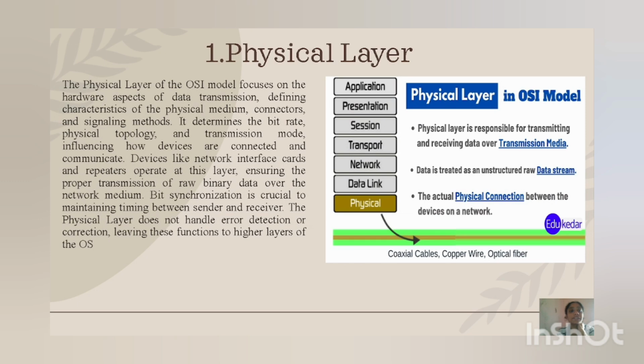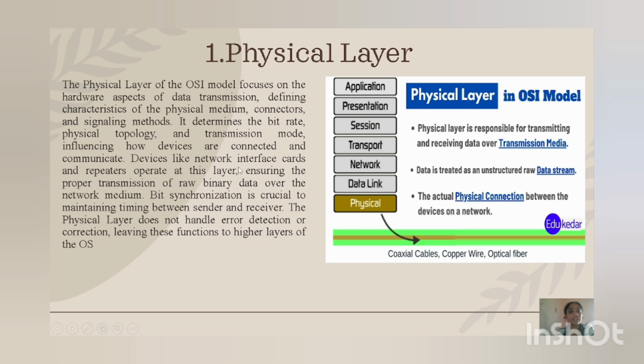Physical layer. The physical layer of the OSI model focuses on the hardware aspects of data transmission, defining characteristics of the physical medium, connectors, and signaling methods. For example, if we want to charge our mobile phone, we use a USB cable, which is a physical layer. So this USB cable is an example of the physical layer. It determines the bitrate, physical topology, and transmission mode, influencing how devices are connected and communicate.